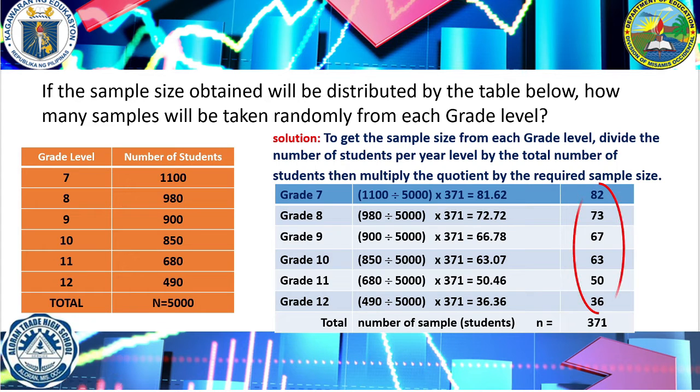To know if we have done it correctly, we simply get the sum of all the sample sizes per grade level, and it is equal to 371. Remember, 371 is our required sample size for the population of 5,000. I hope you get it.